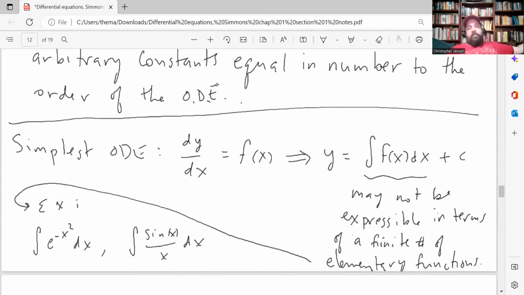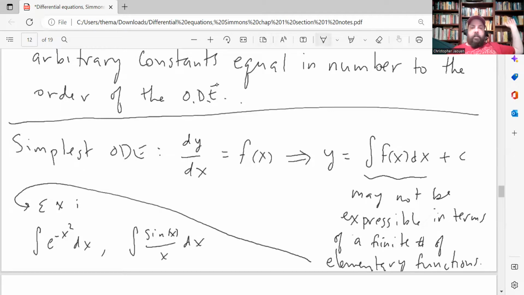Here's an example of the simplest ODE, dy/dx equals some function of x. You can solve that just by simple integration. y is the integral of f(x) dx plus your arbitrary constant. The integral here may not be expressible in terms of a finite number of elementary functions. Again, this is something, if you've taken calculus before, that you should be familiar with.